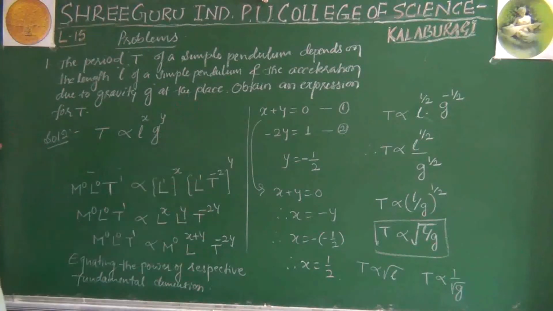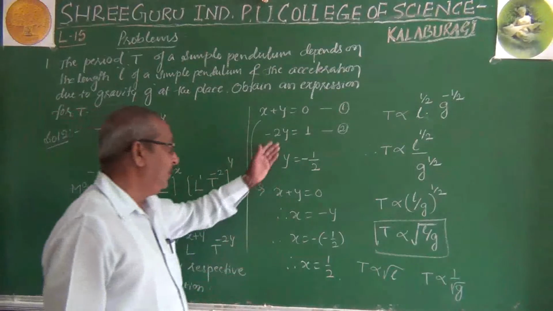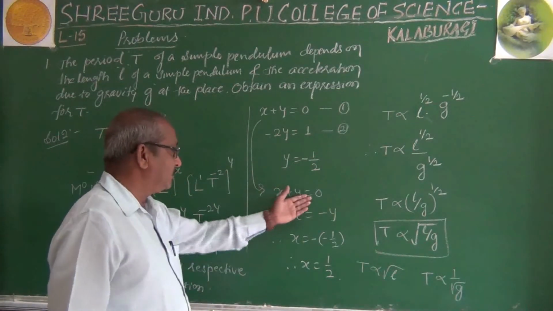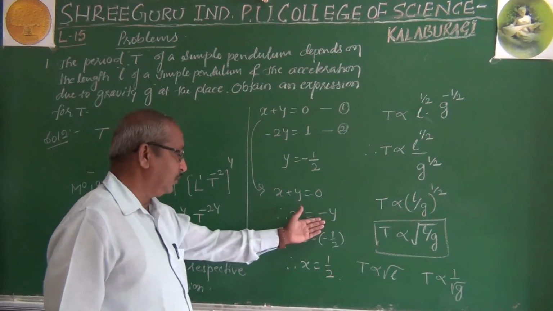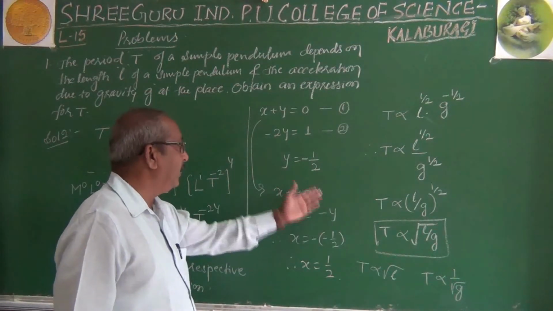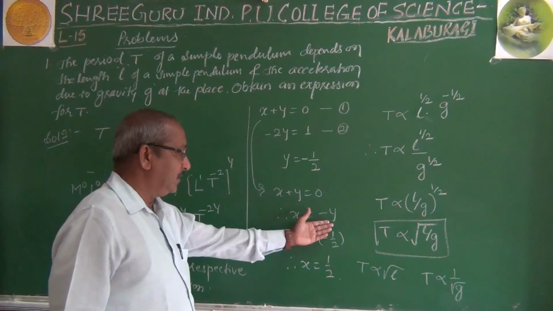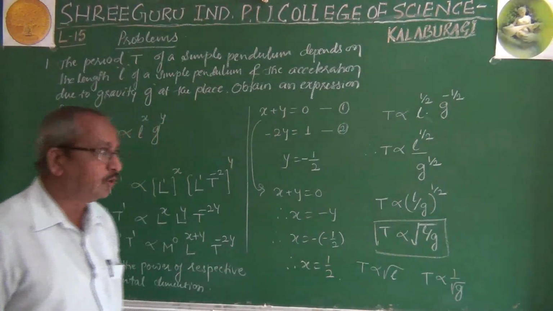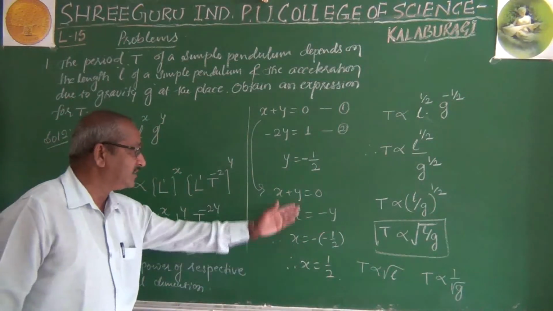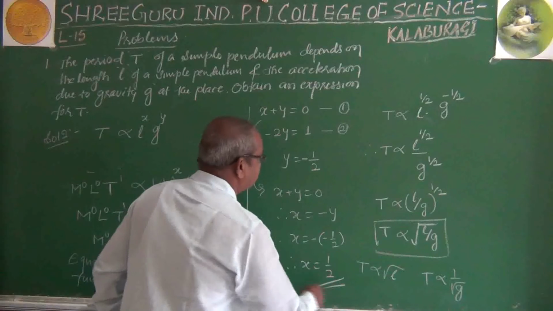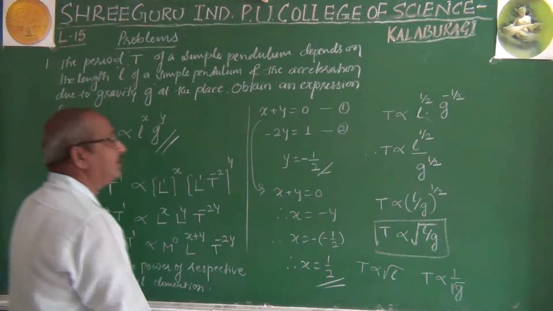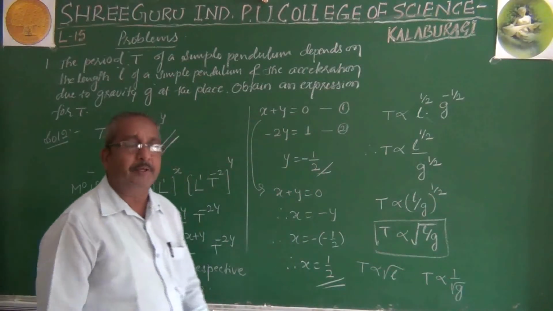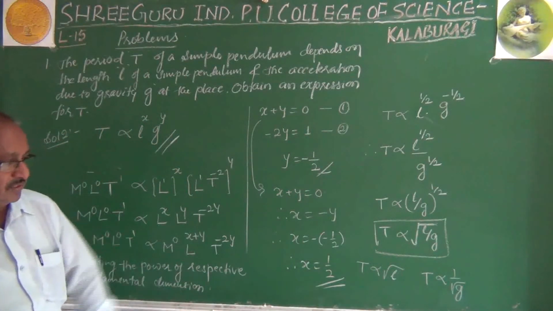After that we got x plus y equal to 0 and minus 2y equal to 1, therefore y equal to minus 1 by 2. Then from x plus y equal to 0, x equal to minus y. In place of y we have minus 1 by 2, and by substituting, we got x equal to plus 1 by 2. Later you substitute this x value and y value, and you get the relation on which the time period depends. Is it clear up to this?